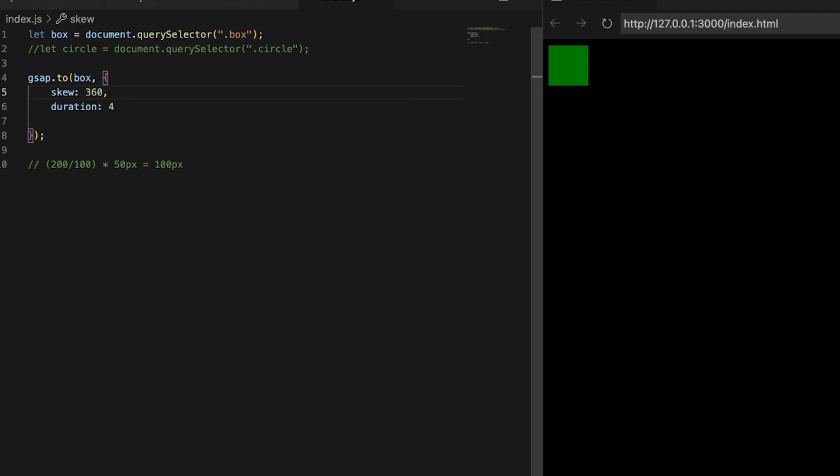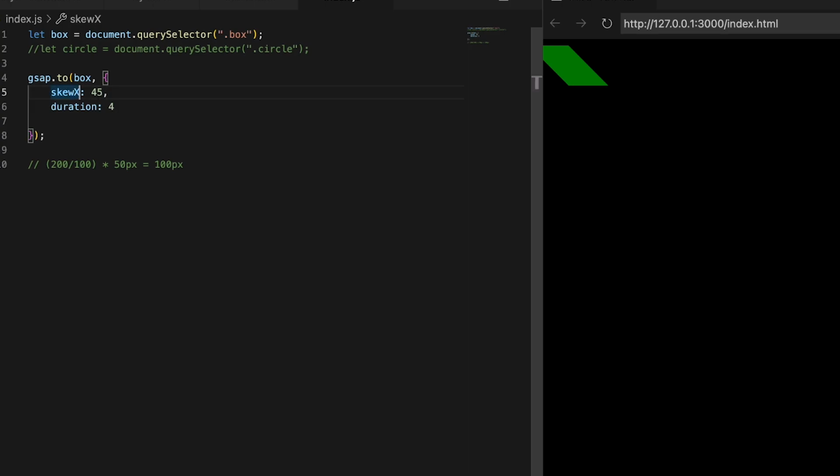Now let us look at skewX. Like rotation, here also we are adding the angle that we like to add. For the demonstration, I'm putting 45. This sets the skew angle of an element along the x-axis to 45 degrees.